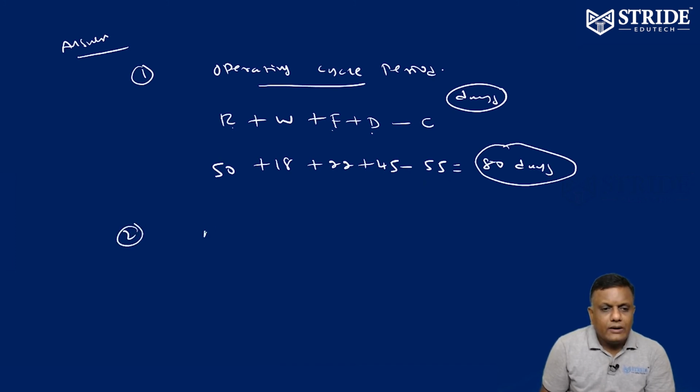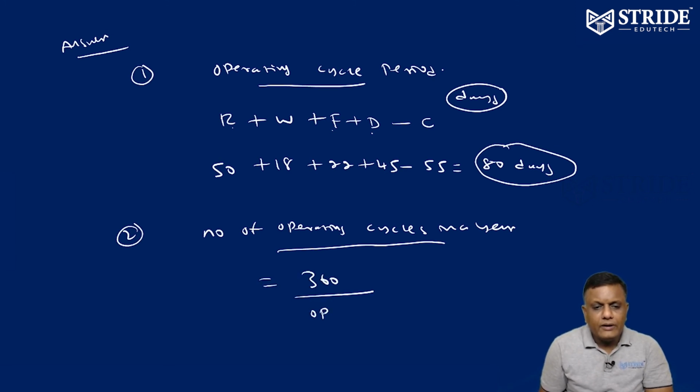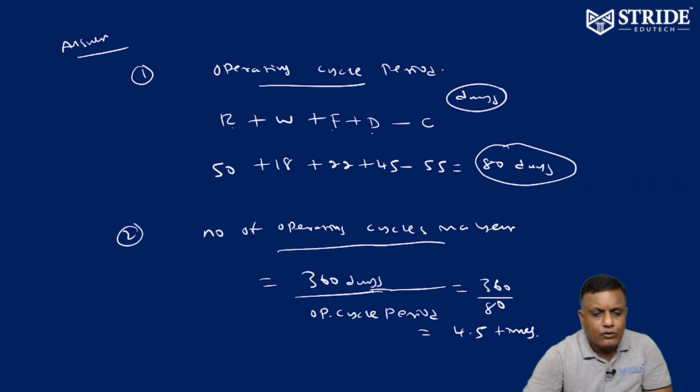The question number 2, number of operating cycles in a year. How to find the number of operating cycles in a year? That is equivalent to 360 days by operating cycle period. So 360 days by 80 days, that is equivalent to 4.5 times.